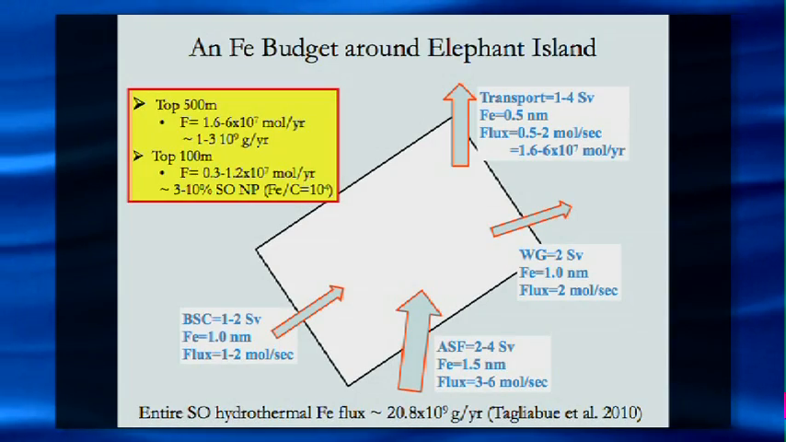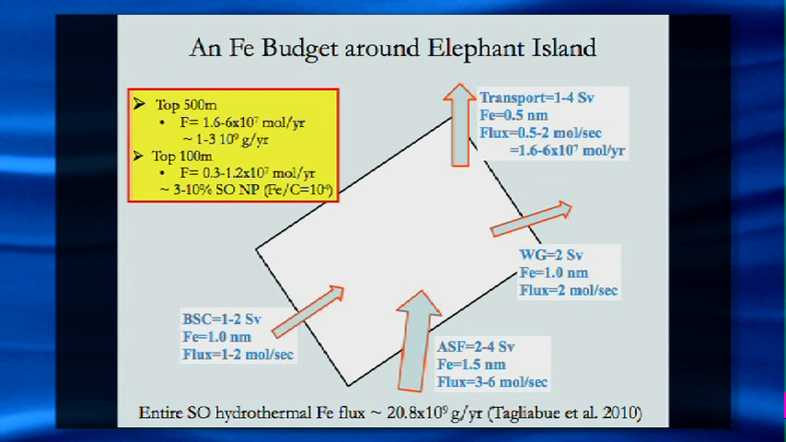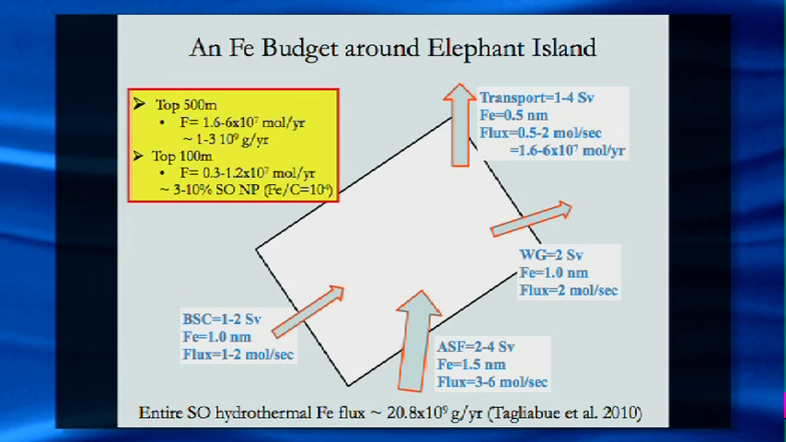Another way you can compare it is that if you calculate all of the productivity in the Southern Ocean, and then you can estimate how much this kind of flux can support productivity. It's about 3 to 10%. So just for this kind of small area. That means that this is a very significant flux.